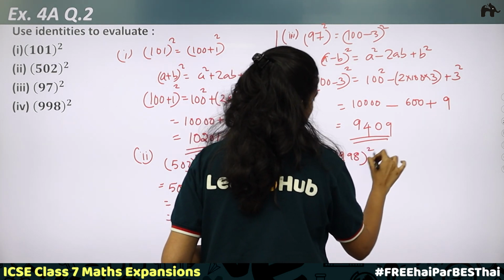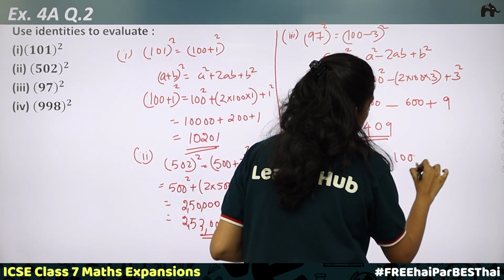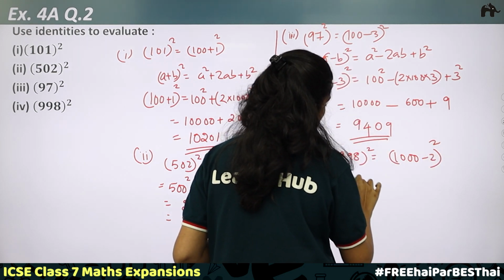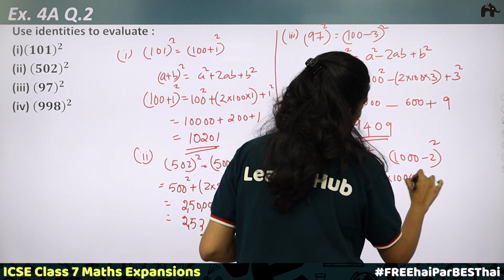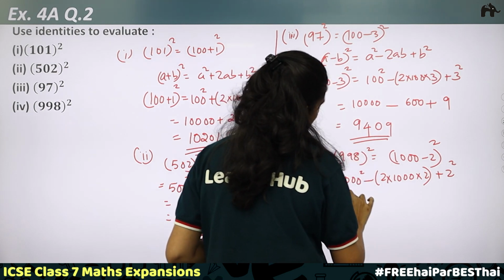Now, the fourth one, 998 whole square. How do we write this? 998 whole square can be written as 1,000 minus 2 whole square, which is equal to 1,000 square minus 2 into 1,000 into 2 plus 2 square.